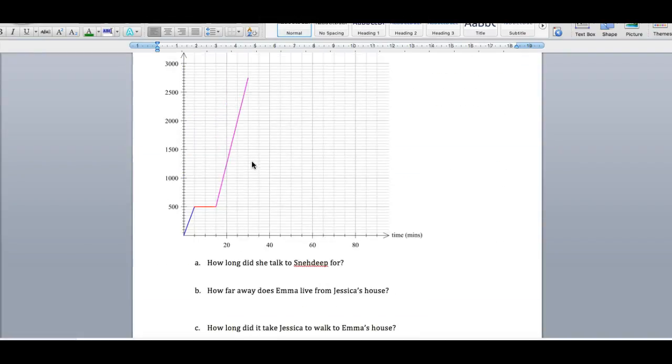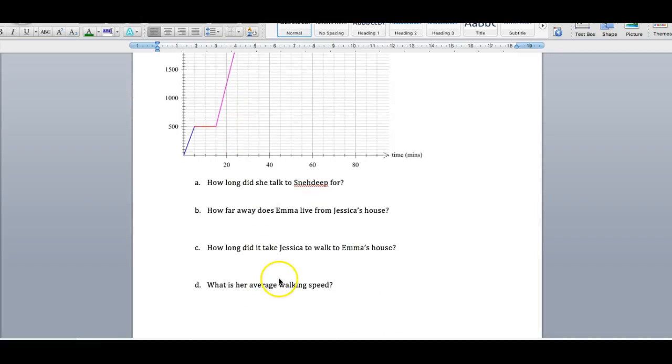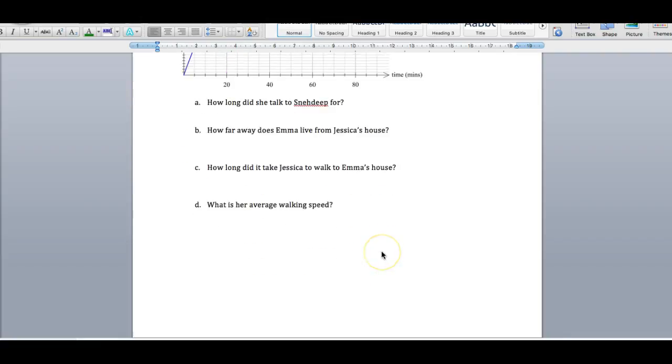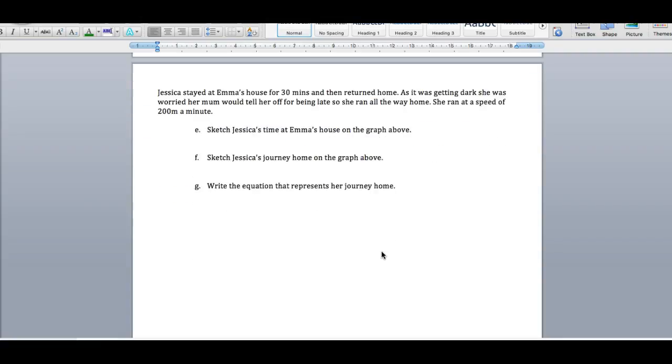So the purpose of that one is to actually understand what is happening in that graph, what this straight line means. So the straight line means time is passing, okay? You can't stop time, but she's not moving. So she's staying still. She's talking to Sneedeep, where you need to know how long it takes. So being able to read the graph, and average walking speed, as I said before, is not something that you're going to be assessed on in year 10. It's not a part of the further maths course, although your teachers may still teach it to you, but definitely a part of methods.